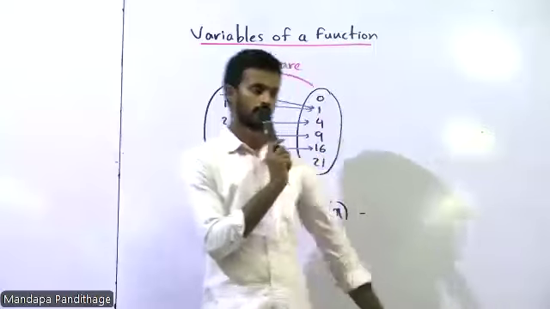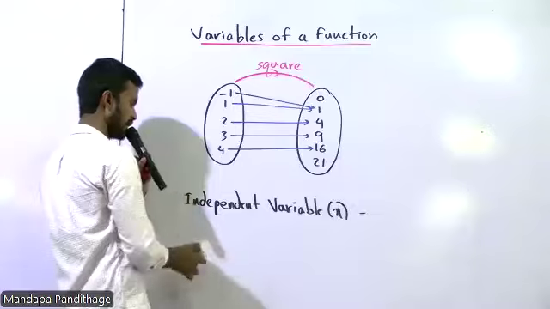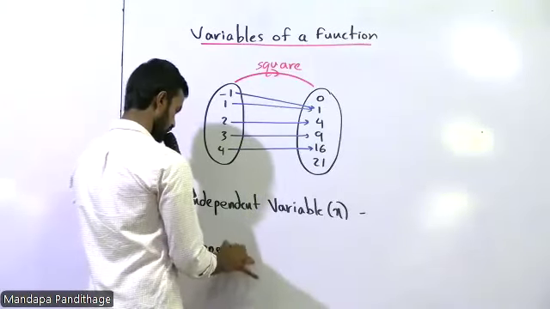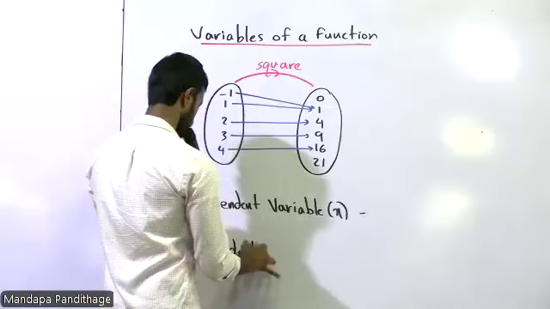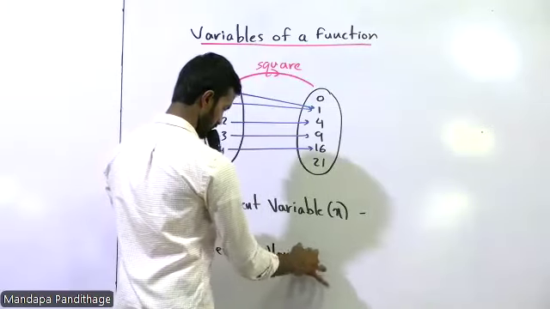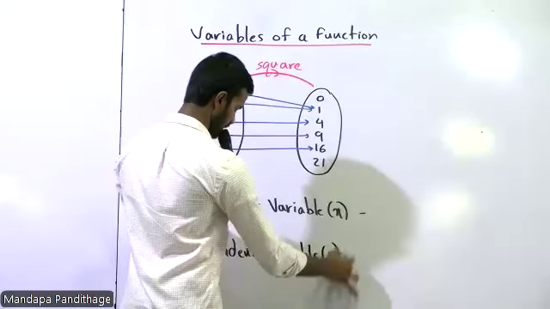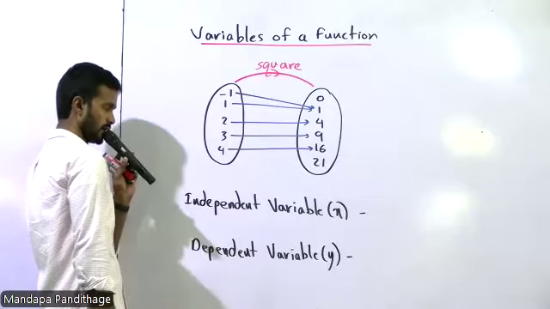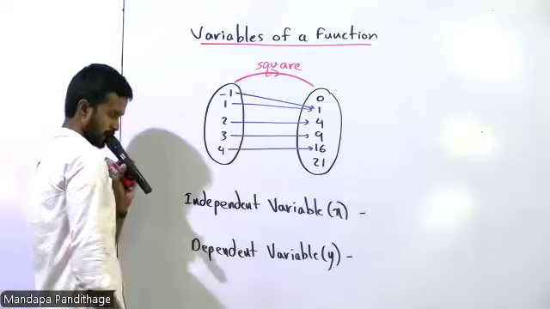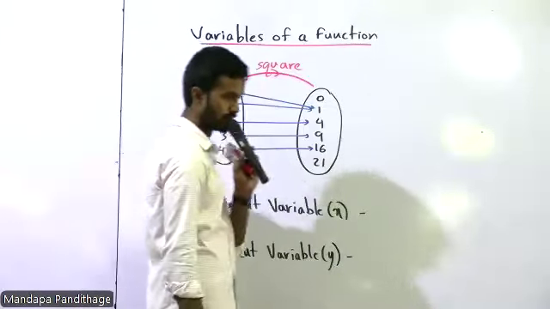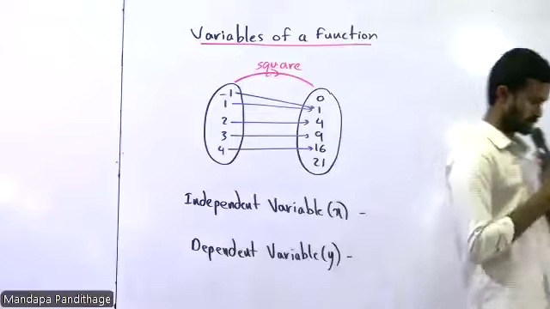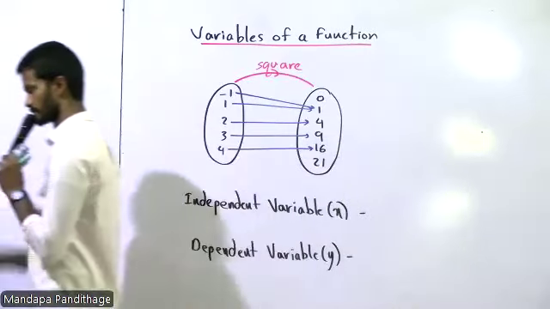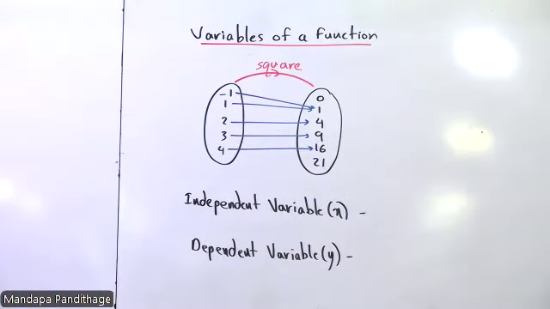Any value. Okay, the next line, write the same way: dependent variable y, using a black pen. Dependent variable y. Write it this way: the output variable of the function.